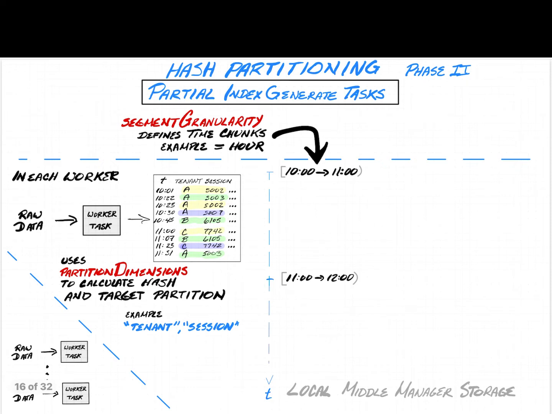As each of these worker tasks processes the raw data, it's going to first look at the time column and send the rows either to one time chunk or the other.